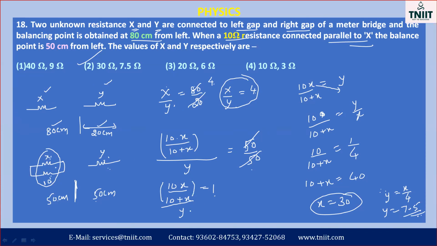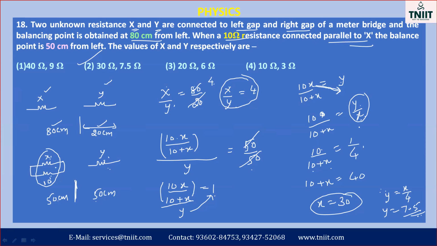1. You can do the cross multiplication here. 10x divided by (10 plus x) is equal to y. You can shift this x to this side. So 10 divided by (10 plus x) is equal to y by x. What is y by x? X by y is 4, so y by x is 1 by 4.